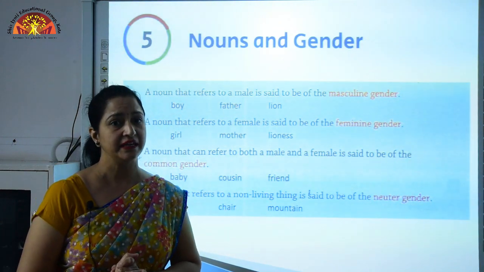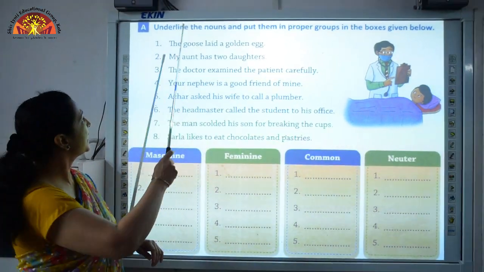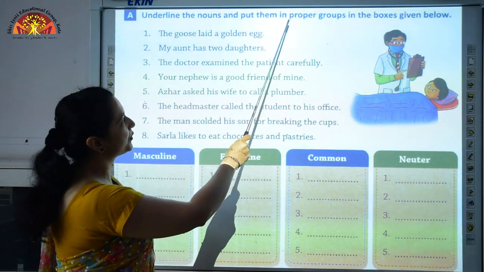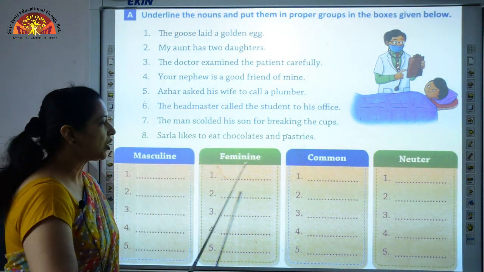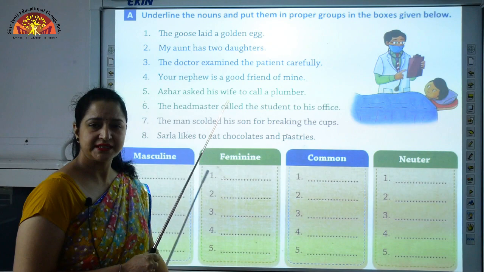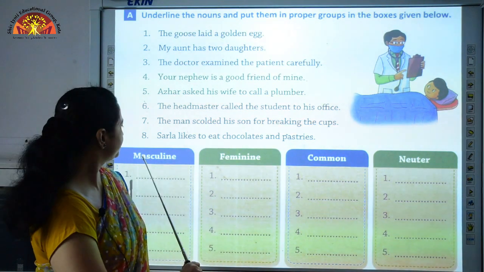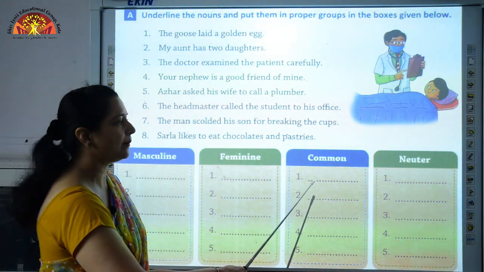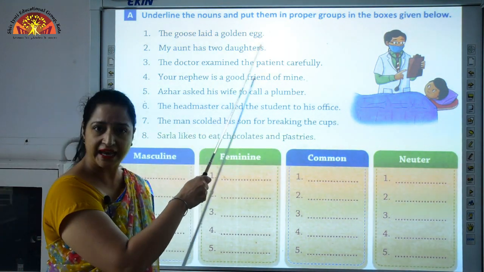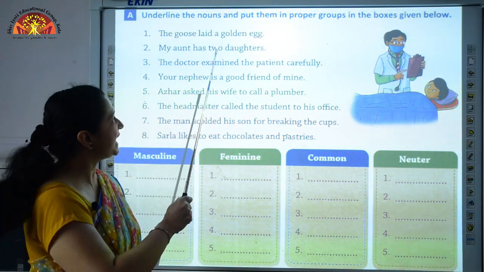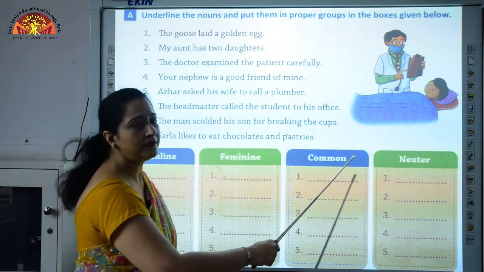Now I think it is very clear to you all. Now moving to exercise A: underline the nouns and put them in proper groups in the boxes given below. Here in this exercise 4 boxes are given. In your book, see on page number 13, 4 boxes are given here and every box is categorized as masculine, feminine, common and neuter. Now what you have to do, you have to read the sentence very carefully, then underline the nouns and then write whether the noun is masculine, feminine, common or neuter.